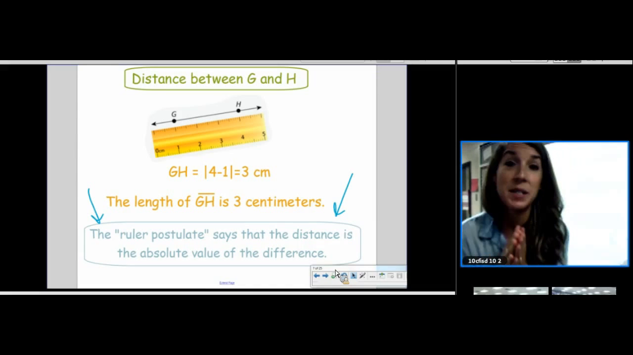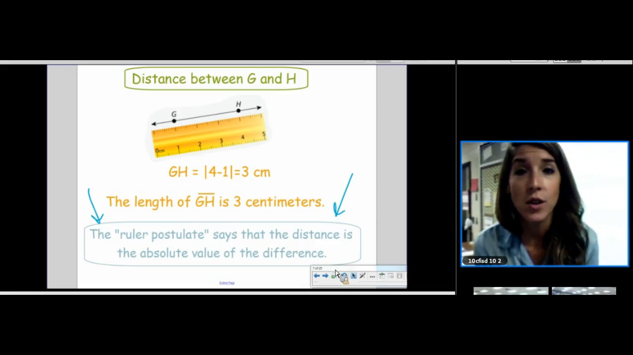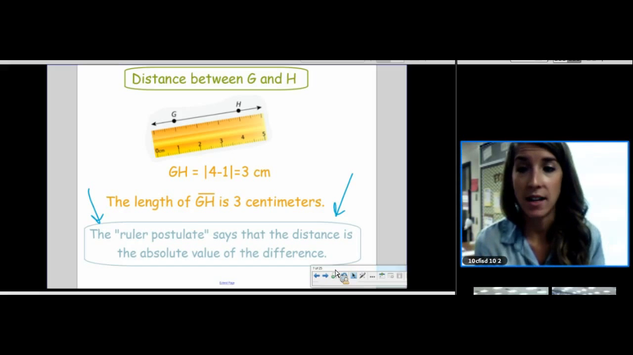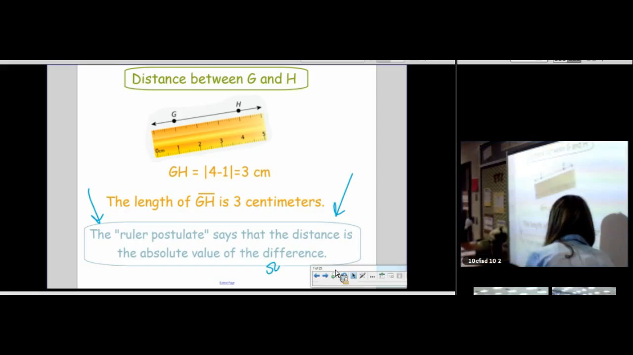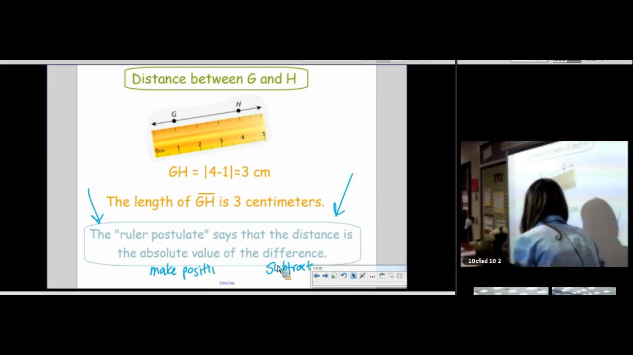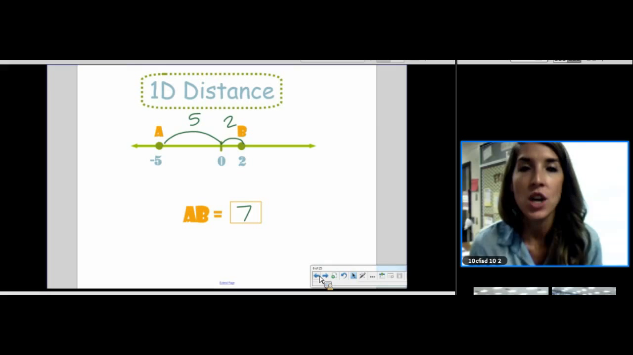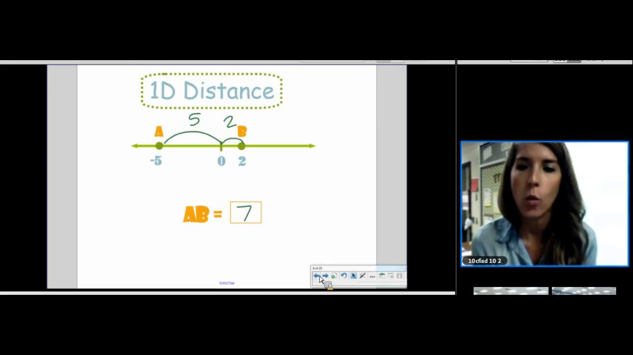So let me tell you what this postulate is saying in a nutshell. It is saying that you can take the coordinates of 2 points, subtract them, and then make them positive. So difference means subtract, and absolute value means make positive. So what that's saying is you can take any 2 points, subtract them, and make them positive. Do we add them? No, we subtract them.